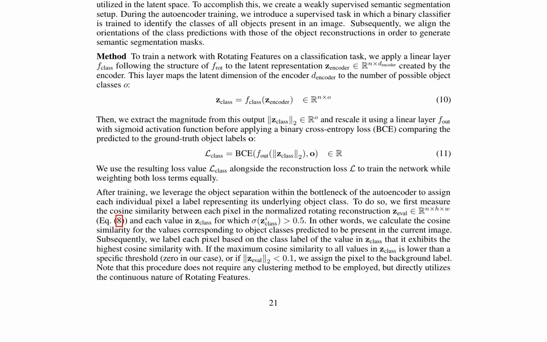Pixels are then labeled based on the class label of the value in Z_class that they exhibit the highest cosine similarity with. If the maximum cosine similarity to all values in Z_class is lower than a specific threshold, or if the magnitude is less than 0.1, the pixel is assigned to the background label. This procedure does not require any clustering method but directly utilizes the continuous nature of rotating features.